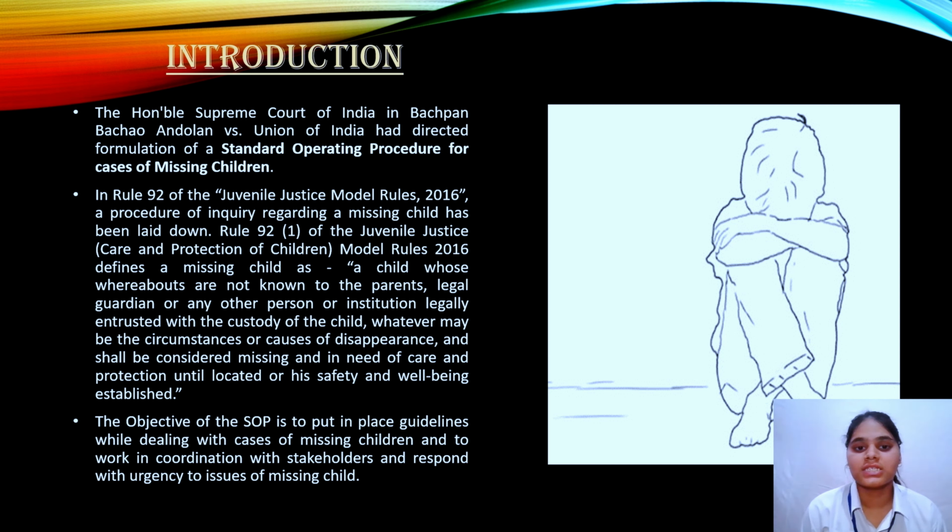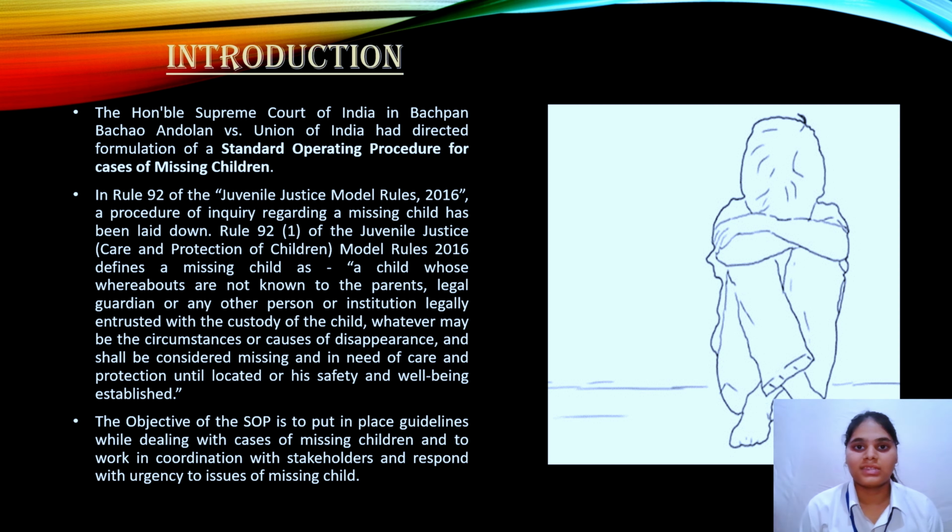The Juvenile Justice Model Rule defines a missing child as a child whose whereabouts are not known to the parents, legal guardian, or any other person or institution legally entrusted with the custody of the child, whatever may be the circumstances or causes of disappearance, and shall be considered missing and in need of care and protection until located or his safety or well-being established.